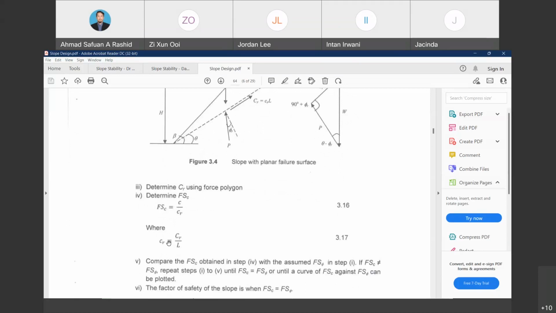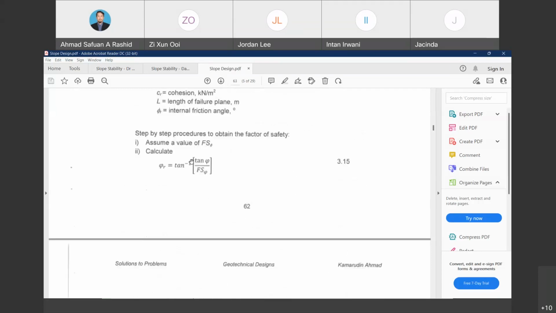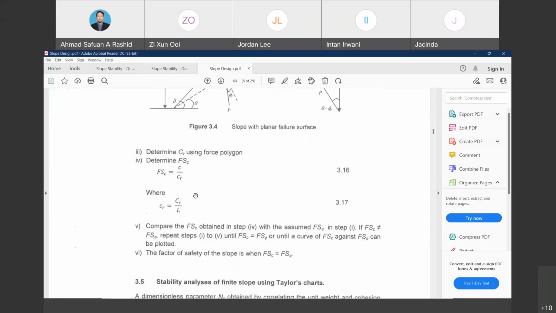So to get the Cr, actually it is the smaller capital Cr over l. Then we need to compare the factor of safety FSV, which should equal the factor of safety FSC. Compare the factor of safety FSC obtained in step 4 with the assumed factor of safety in step 1. If the factor of safety is not equal, repeat the steps until a curve of FSC against FSP can be plotted.